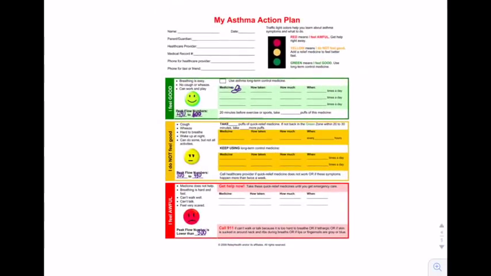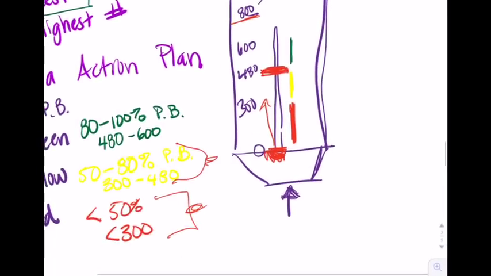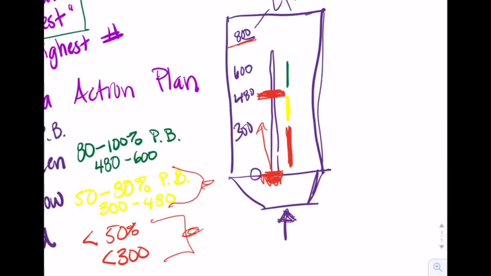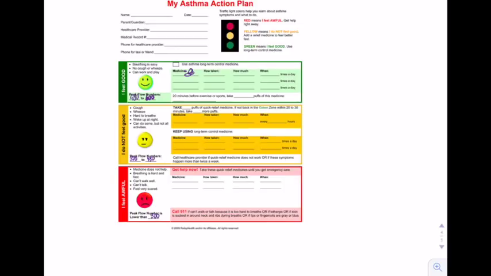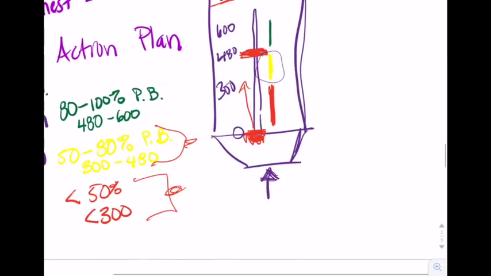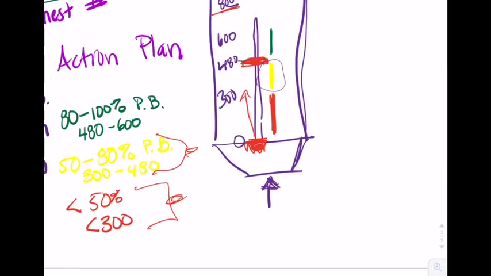We'll fill this out for the patient. When they're not feeling well, they will see what zone they're in. Then they will go to their asthma action plan that you've created for them, and they'll find out what to do. So let's say this patient was in the yellow zone. It's less than 480, so they're in yellow.